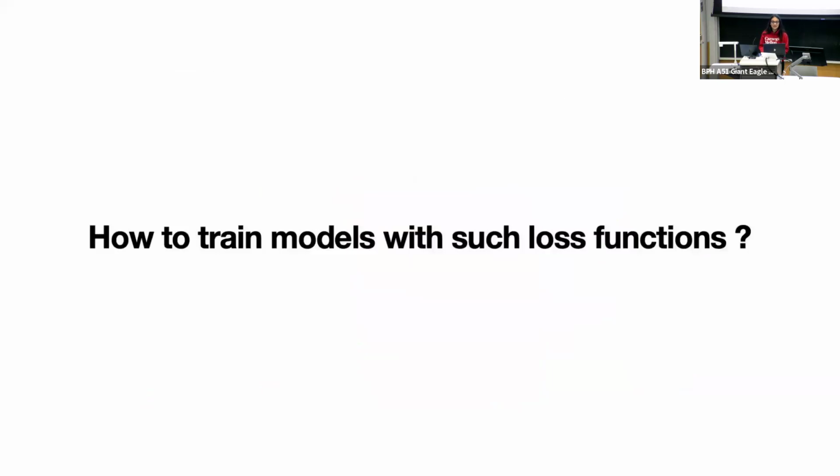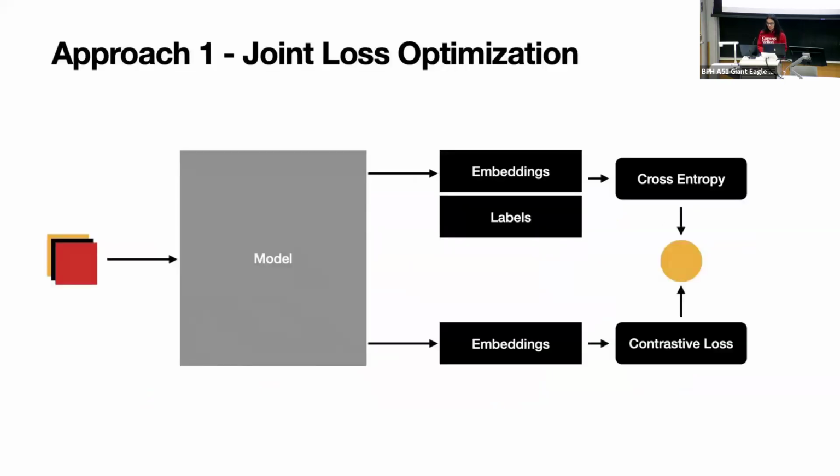Now, how do we train models with such loss functions? For this part, I will discuss two approaches. Approach one is joint loss optimization. Here, a single model is trained using a combination of two loss functions simultaneously, cross entropy loss and contrastive loss. The cross entropy loss is used for face recognition, which is the classification task, while the contrastive loss is used for face verification, which ensures that embeddings, or the feature representations, of the same person are closer together in the embedding space than those of different people.